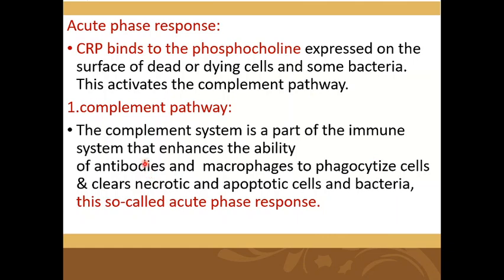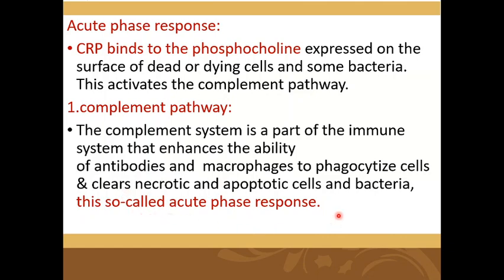एंटीबॉडीज की एक्टिविटी इंक्रीज हो जाती है टू फॉर्म द कॉम्प्लेक्स विद द एंटीजन एंड द मैक्रोफेजेस. Their ability is increased to phagocytize the cells and clear the necrotic and apoptotic cells. Necrotic cells and apoptotic cells, ये सारे कचरा है, ठीक है, जिनकी डेथ हो चुकी है. अब उनको वहां तो पड़ा नहीं रहने देंगे ना, सो क्लियर करना है. And this is known as the acute phase response.